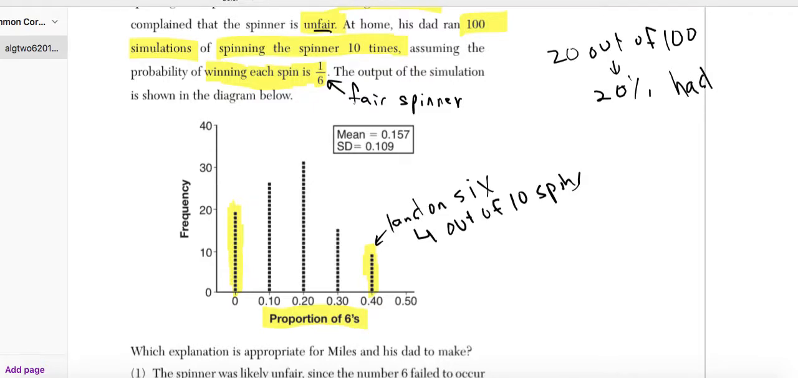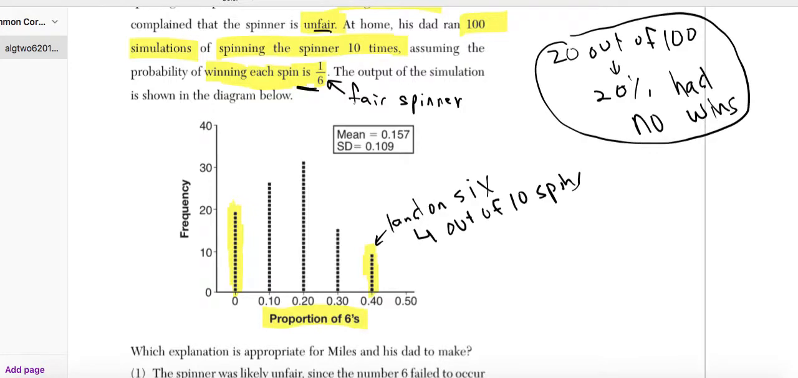Of the simulations had no wins, right? Or never landing on 6. That's not unusual, because remember he's saying that he's using a fair spinner. So failing to land on 6 in 10 spins is not unusual when spinning a fair spinner. That could happen. It doesn't happen all the time because in the other about 80% you get at least one 6, right? But 20% is not unusual.